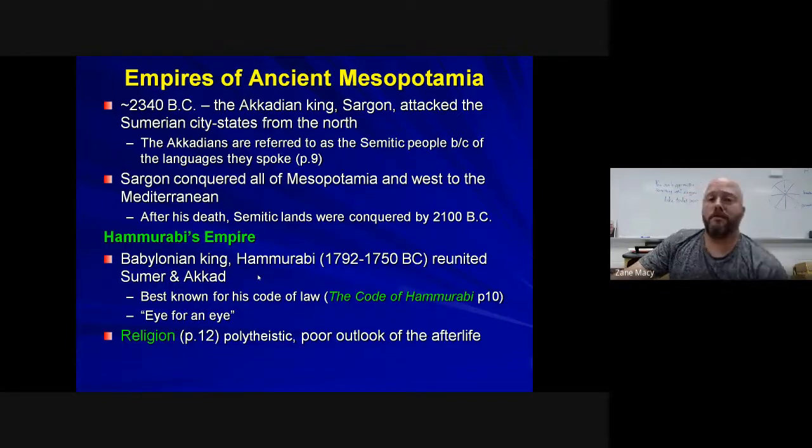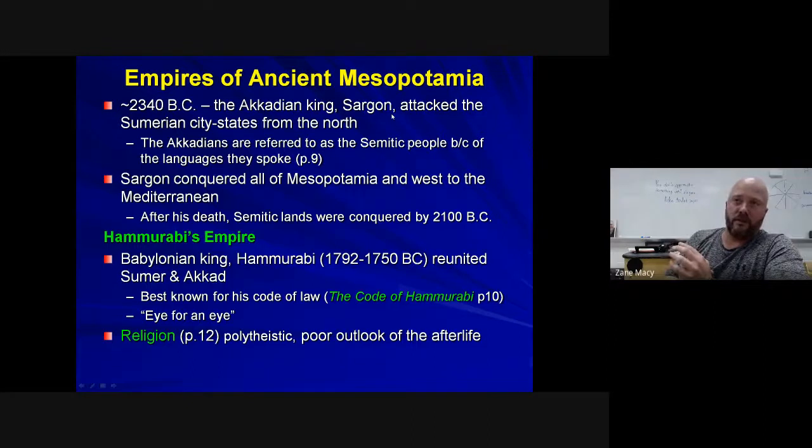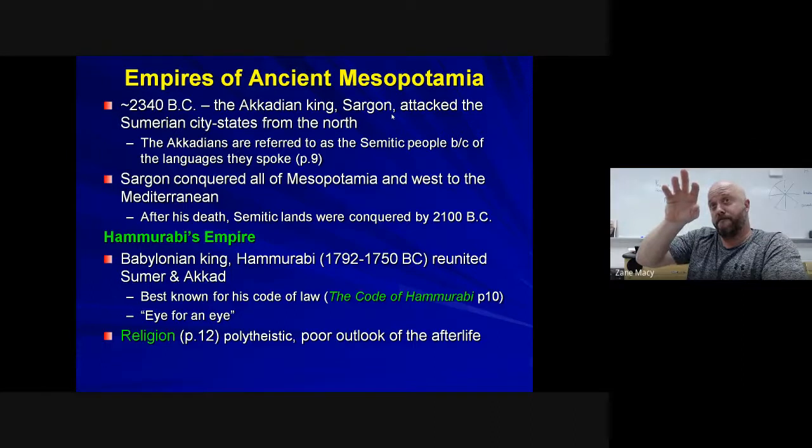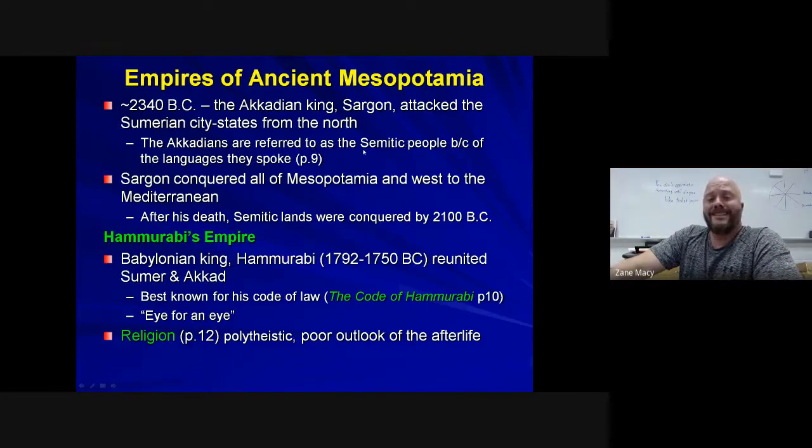Around 2340 BC, and these records come more from later groups that followed the Akkadians than from actual Akkadian records themselves, but they do still have some samples in different places. Around 2340 BC, the kingdom of Akkad, its ruler Sargon, ends up attacking the Sumerian city-states from the north, again out of modern-day Syria, maybe the westernmost part of Iran. The Akkadians are referred to as the Semitic people because of the languages they spoke.